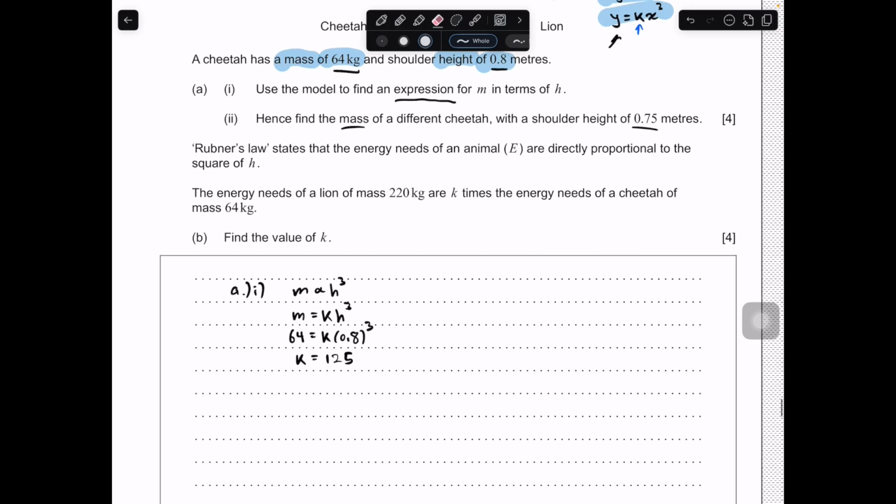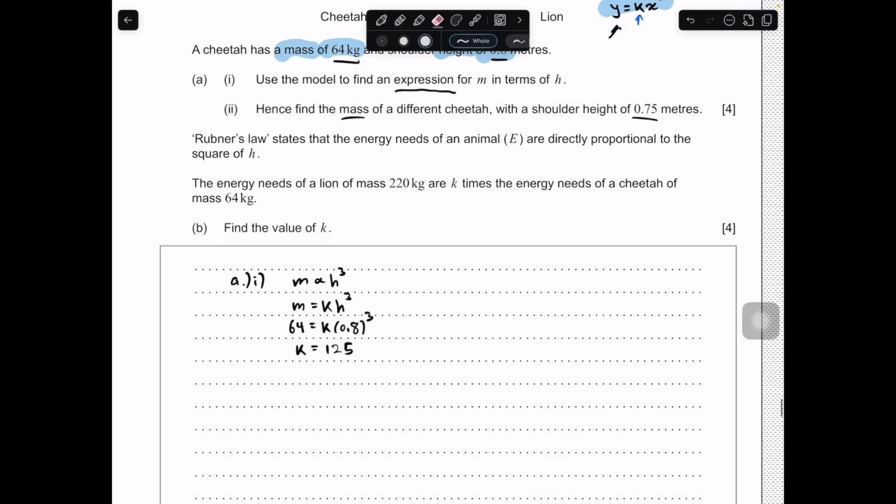So we now have an equation linking these values. Out of this, we have mass, I'll write it in a different color even. Mass is equal to 125 h cubed. So now we've got a relation between mass and height.